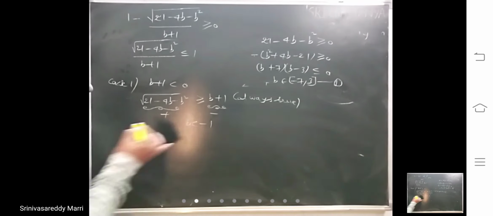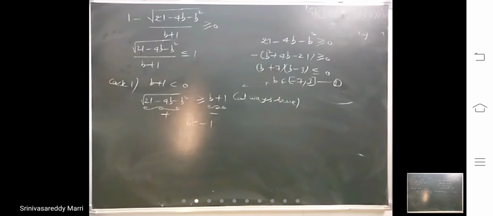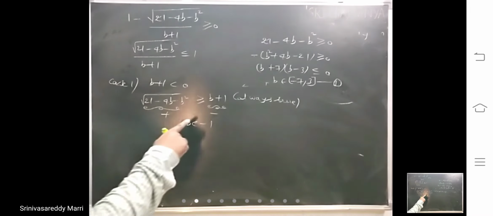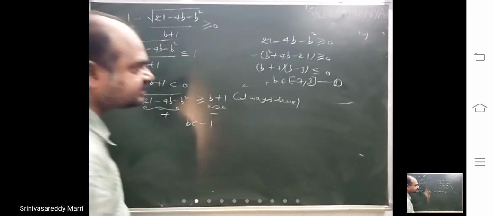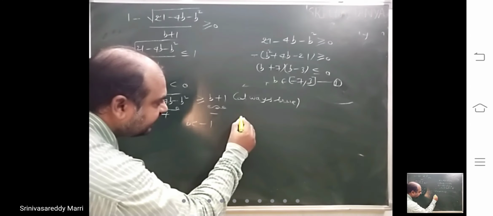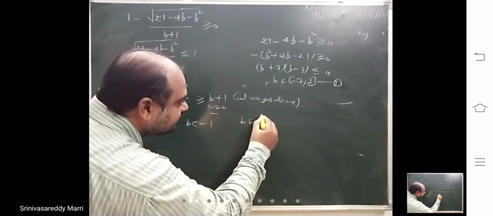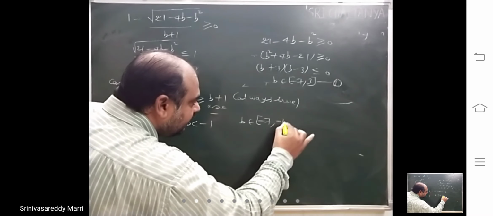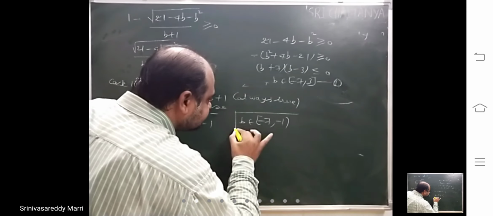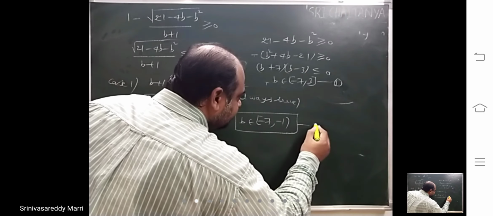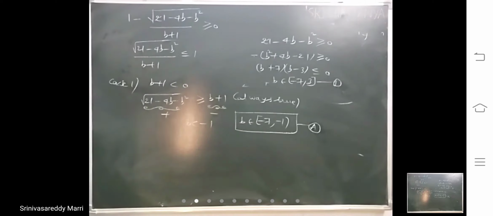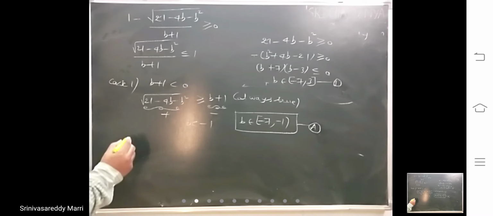That means b less than minus 1. That means in this interval, what are the values that are less than minus 1? That means b belongs to minus 7 comma minus 1. In this case, first case solution set is what? b belongs to minus 7 comma minus 1. So number 2.